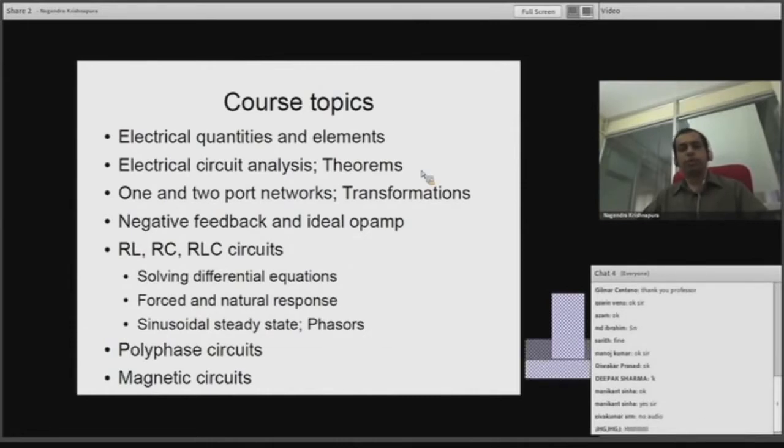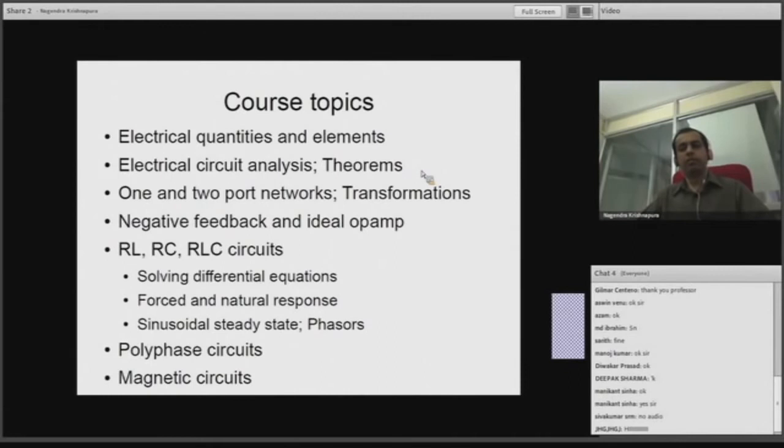Then we will talk about what are known as 1 and 2 port networks. It will be very clear what I mean later. Okay, 1 port means you have one set of terminals where you can apply a voltage or apply a current. 2 ports means there are 2 such pairs of terminals where you can do the same, and so on. Okay, and there are ways of transforming between multiple ways of representing these circuits. We will also study those things.